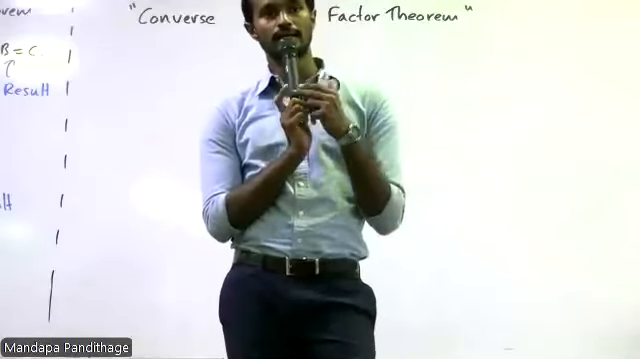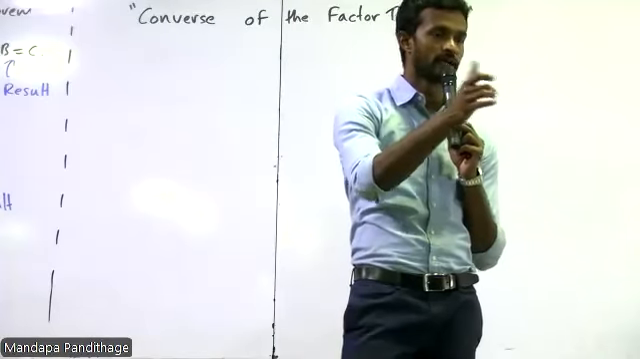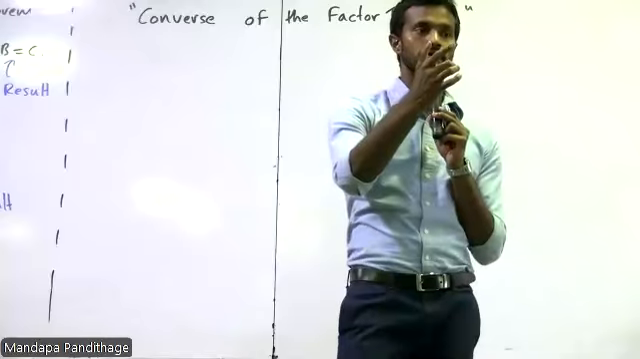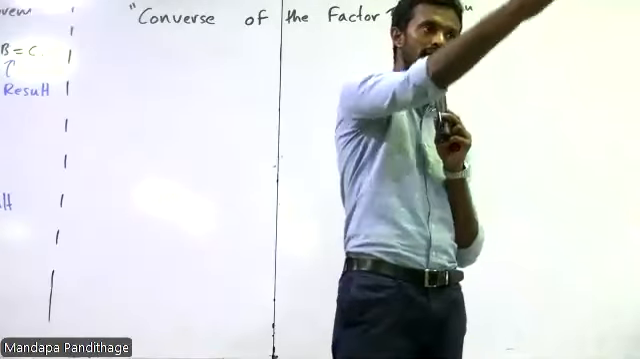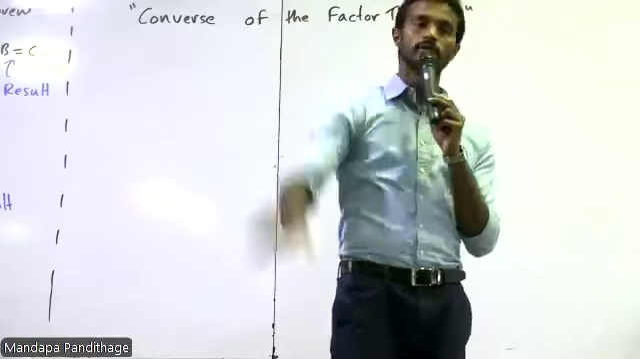So what is the data? The data is if x minus a is a factor. What is the result? f(a) is equal to 0. So every theorem consists of a data and a result. Here, what is the data? If x minus a is a factor. What is the result? f(a) equals 0.